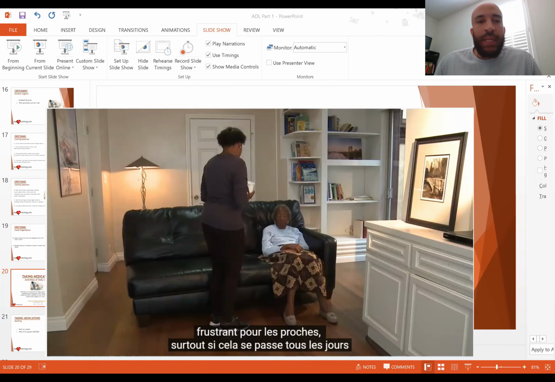Okay, she's explaining to the patient why she's taking the medications. This, we would normally think, would be the right thing to do. It would work. The patient would say, oh yeah, I do have high blood pressure. I was prescribed that medication.